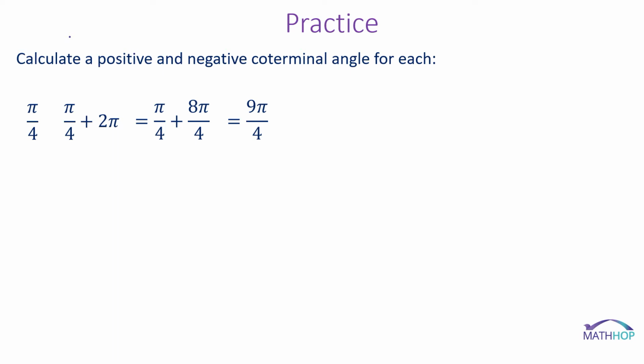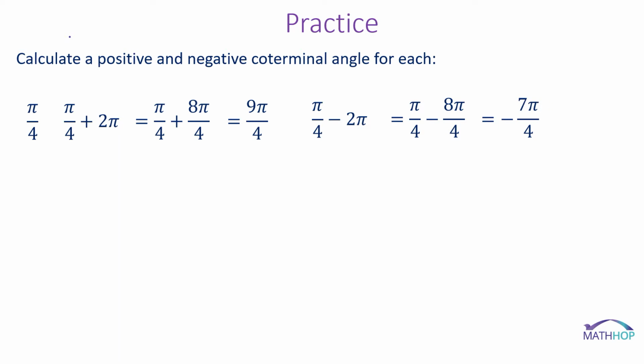Now let's simply start at pi over 4 and go in the negative direction a full rotation. So let's subtract 2 pi. Pi over 4 minus 2 pi. Remember, 2 pi is 8 pi over 4, so let's rewrite it. Pi over 4 minus 8 pi over 4, that's 1 pi minus 8 pi, gives us negative 7 pi over 4.